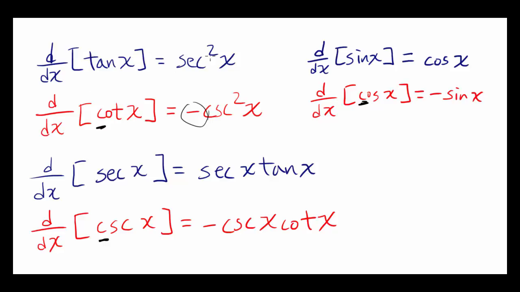And for tangent, it's going to be secant squared. For cotangent, you have a sign, then you have cosecant squared. Secant, you have secant tangent. Cosecant, you got cosecant cotangent. And remember to put the minus sign.